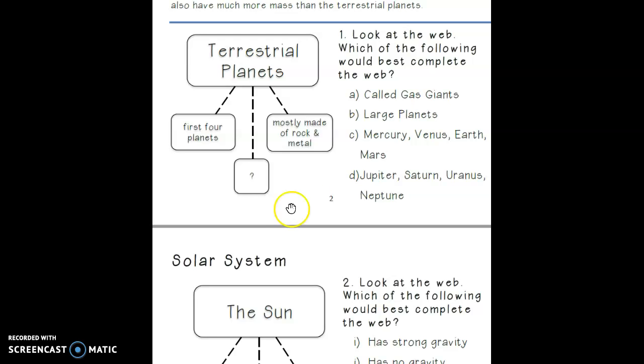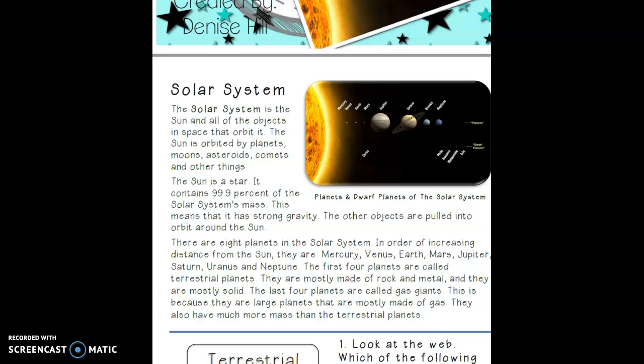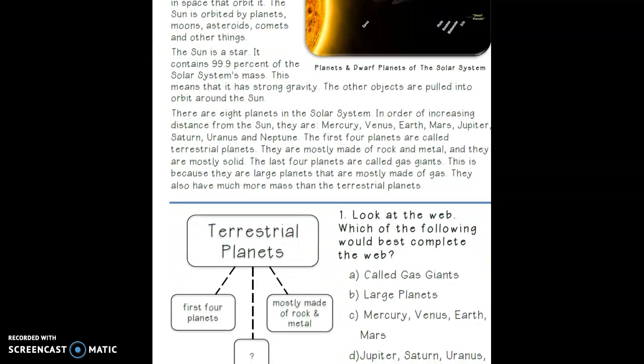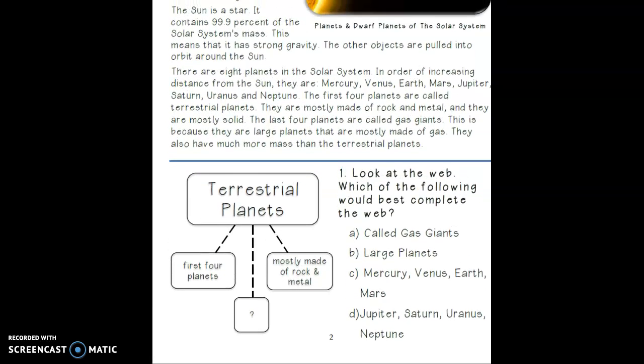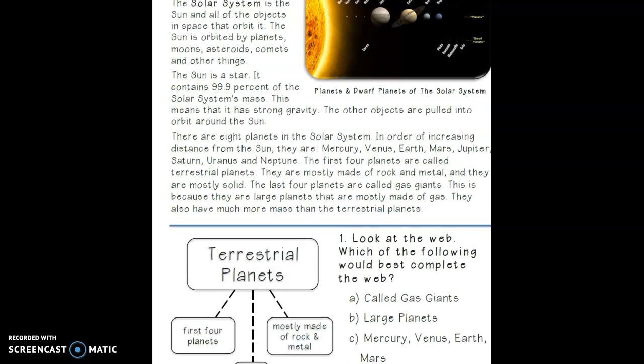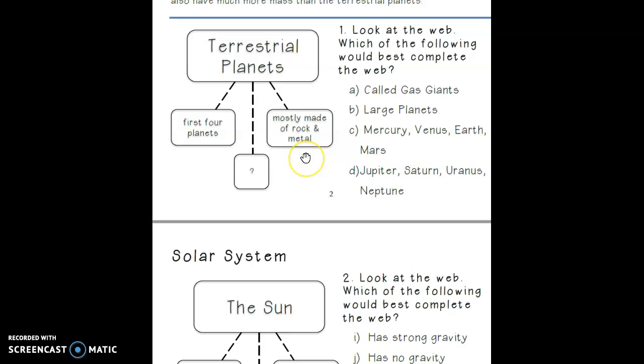So when we read up here that the terrestrial planets are smaller, I wouldn't go with the gas giants or large planets, because we know from looking at the details that the terrestrial planets were mostly made out of rock and metal. So I would go with C, which is Mercury, Venus, Earth, and Mars. That would fit right here. So let's look at our second question.